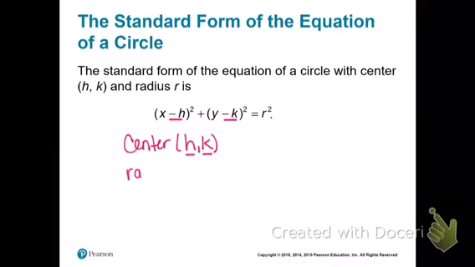And what is our radius? It is the square root of r².